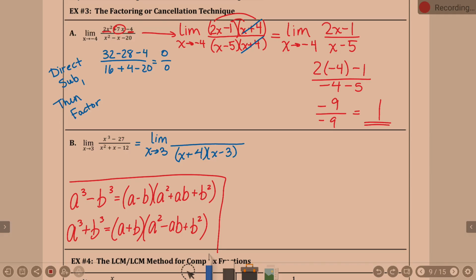So, we think about the cube roots. The cube root of x cubed is x. The cube root of 27 is 3. And you guys were both already onto that fact. So I'm looking at a minus b. My a and my b are going to be the x and the 3, right? So x minus 3.